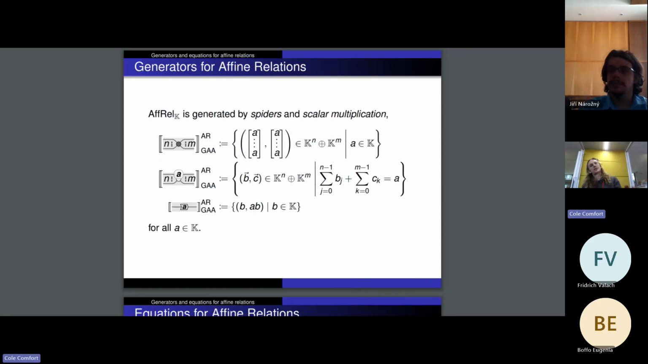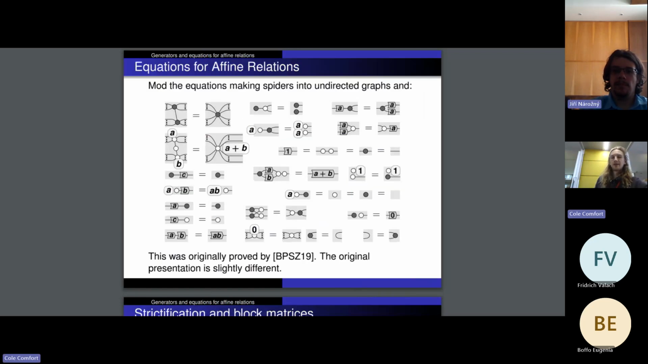My claim is if you have all of these three classes of generators, you can generate all of the affine subspaces. And there's this paper by Bonchi, Sobociński, Zanasi, and Piedeleu, where they impose an equational theory on these generators. And the idea is that this is complete, so that instead of working with affine subspaces semantically and concretely, you can just do everything using these pictures.